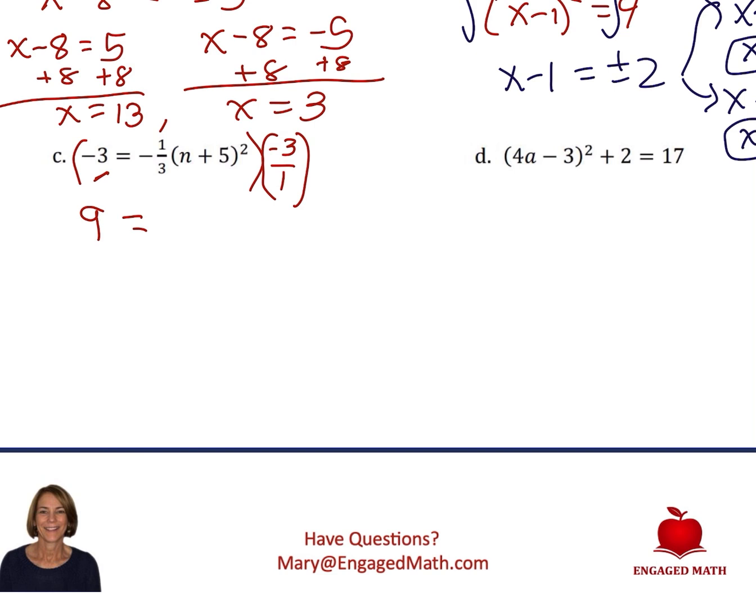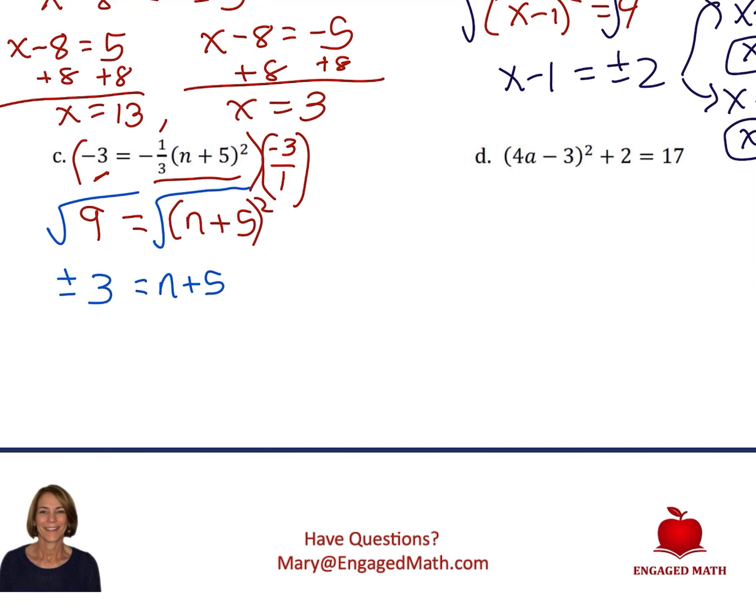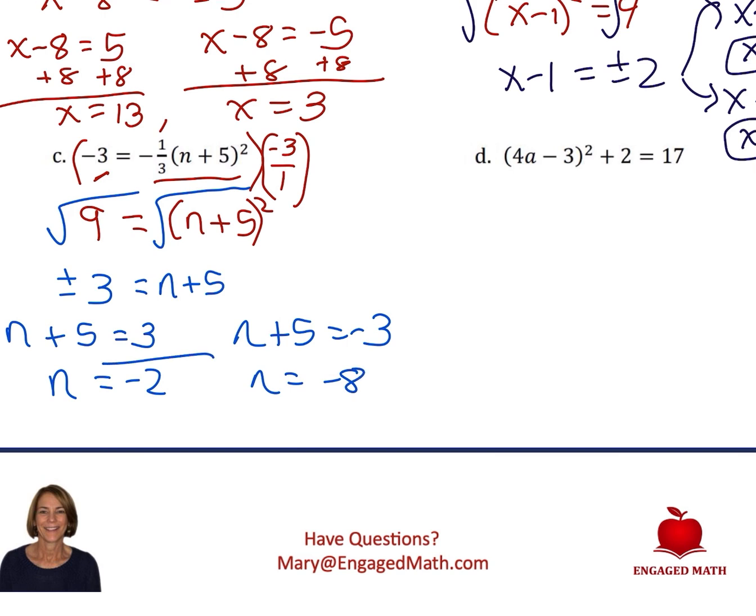And remember, we can do this because we're doing it to both sides of the equation. When the negative 3 over 1 multiplies right here, the negative times the negative makes a positive, and the 3's cancel each other out, so we end up with simply n plus 5 to the second. Now we're ready to take the square root of both sides, so we're going to get n plus 5 on the right, and on the left we're going to get plus or minus 3. So our two equations are going to be n plus 5 equals 3, and the other one will be n plus 5 equals negative 3. So our answers are n equals negative 2, n equals negative 8.